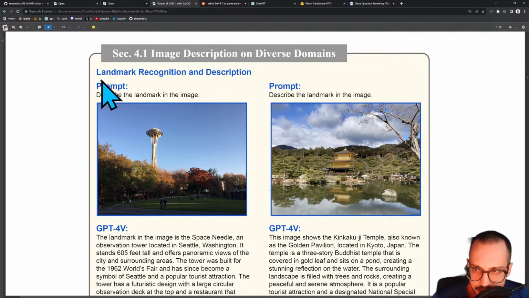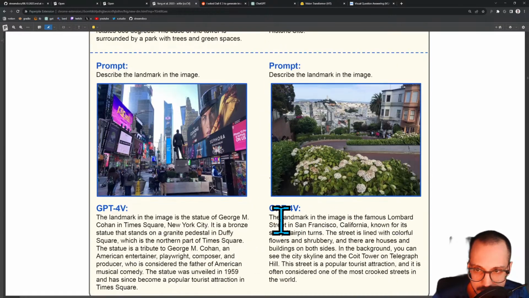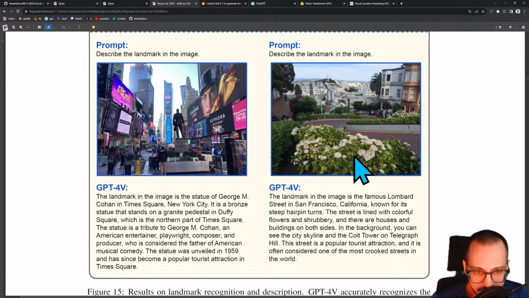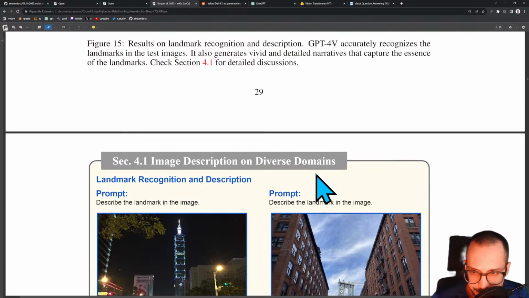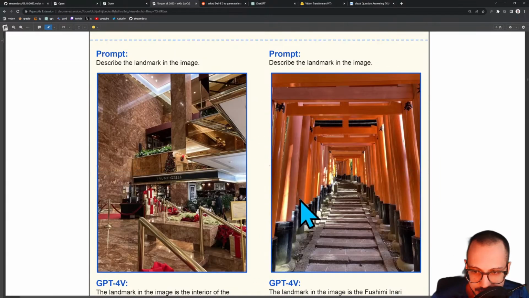Image description on diverse domains. Describe the landmark in this image. Okay, so it can get landmarks. Statue of M. Cohen. I don't actually know what these statues are. I have seen this. I used to live in San Francisco for some time. So this is the famous street, Lombard Street, where you basically snake down this hill. So more recognition of landmarks.